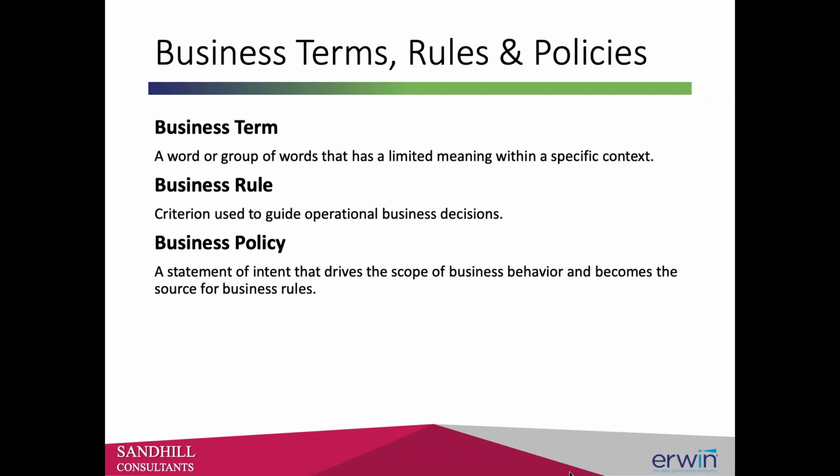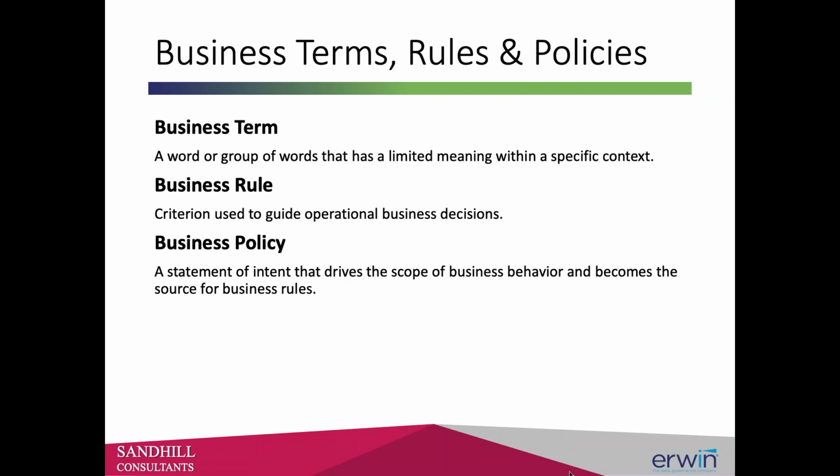Business rules are the criteria used to guide the business decision. So whether we should choose option A or option B or option C are generally dictated by what the business rules are. But the rules actually stem from business policies. Now, policy is sort of a broad statement of intent. It drives the scope of the business behavior, lets us know where the edges are, like when we are simply out of scope when it comes to looking at a business policy. And of course, it becomes the source for the business rules.